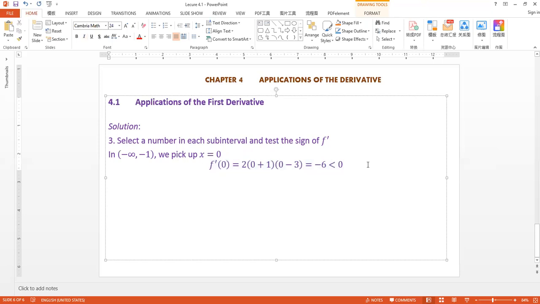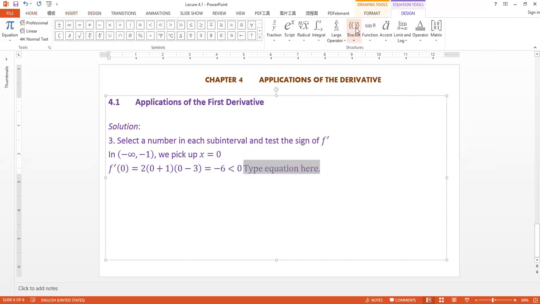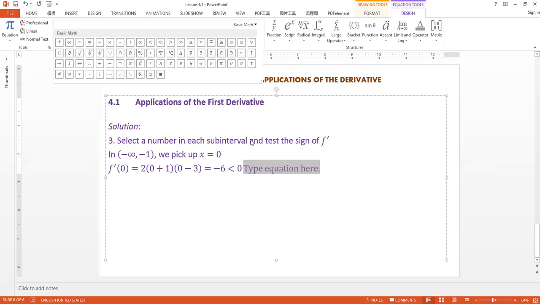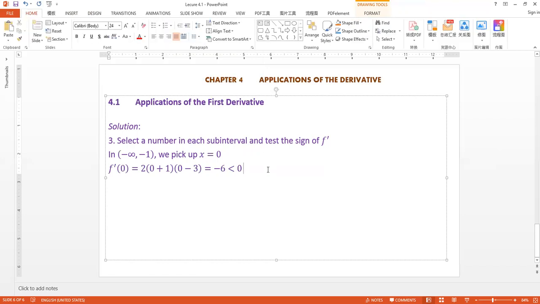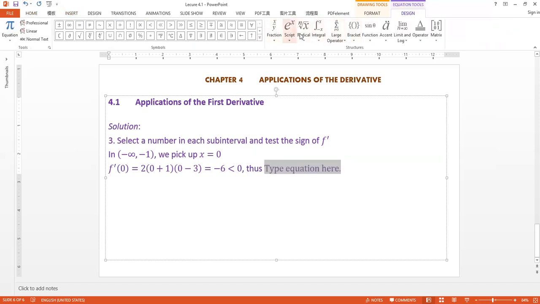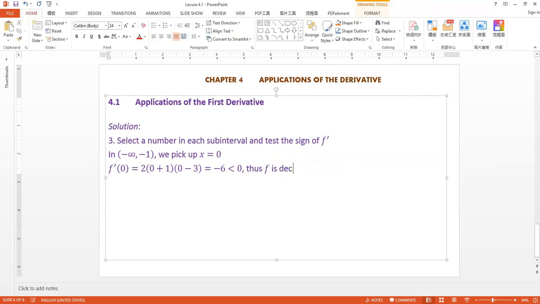So what this means is the function f is decreasing. Okay. So that's the first subinterval.